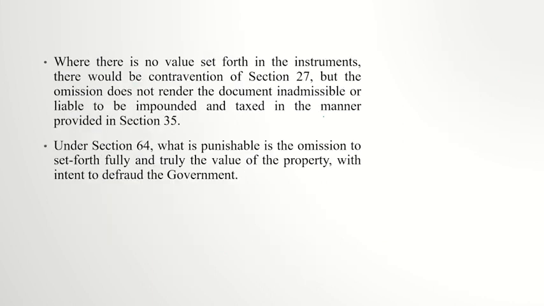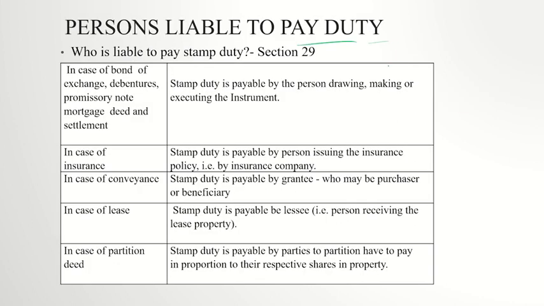Where there is no value set forth in the instrument, there would be a contravention of the Act. But the omission does not render the document inadmissible when it is to be impounded and taxed as per section 35. So impounded is basically like a punishment. When you are paying the stamp duty late, it can be impounded for lack of stamp duty or less stamp duty paid.